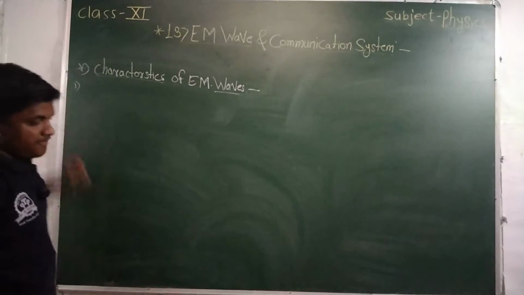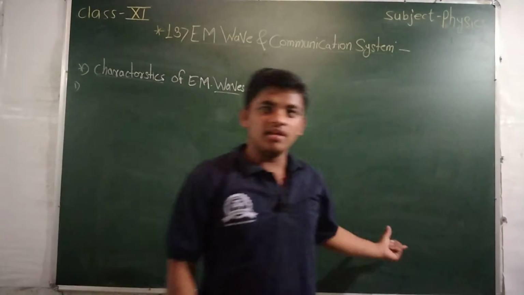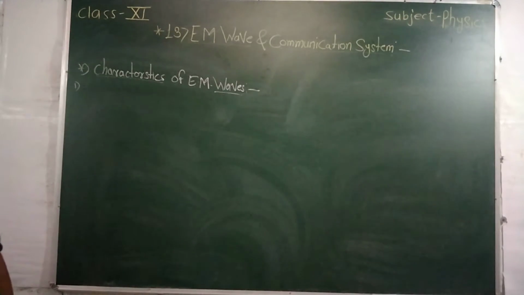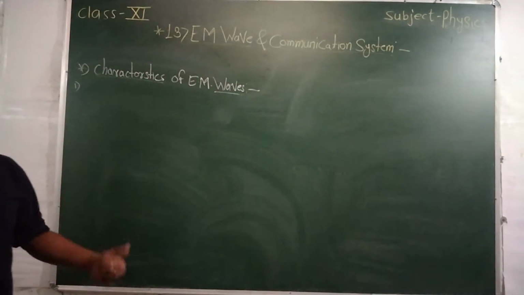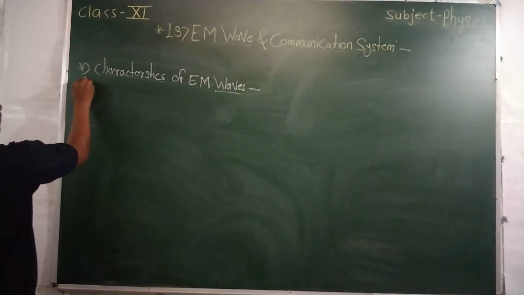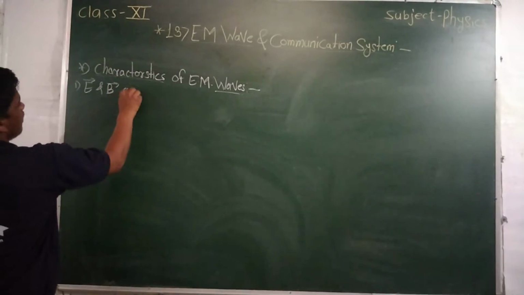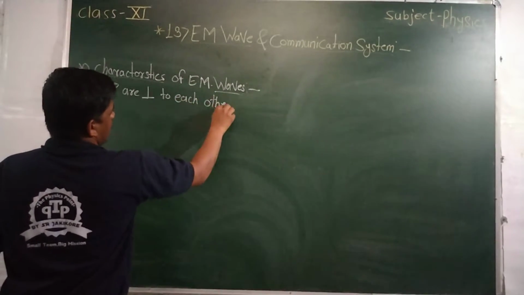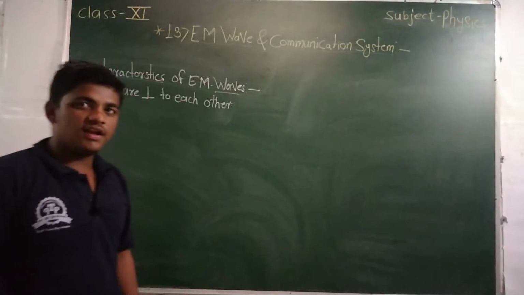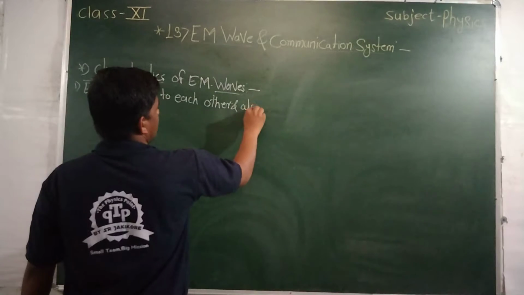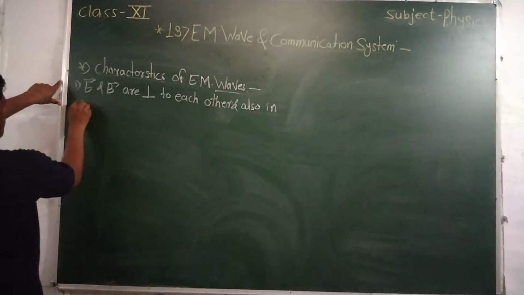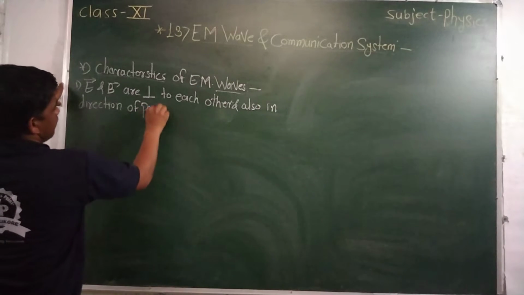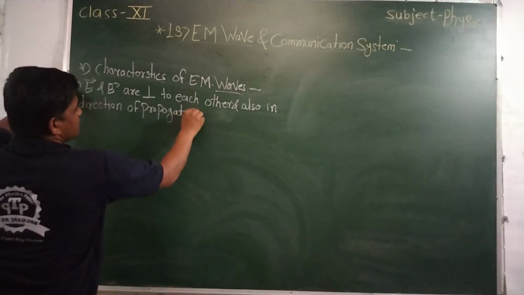First, we draw a diagram here. The electric field and magnetic field are perpendicular to each other, and they are also perpendicular to the direction of propagation of electromagnetic waves. The electric field, E bar, and magnetic field, B bar, are perpendicular to each other, and both are perpendicular to the direction of propagation. This is the first characteristic of electromagnetic waves.